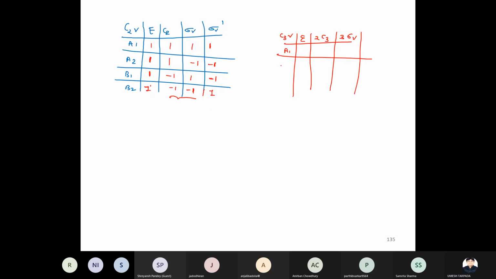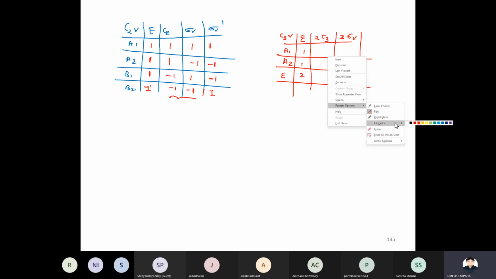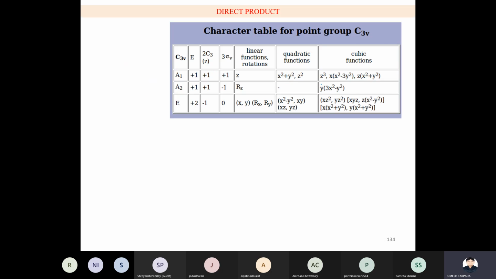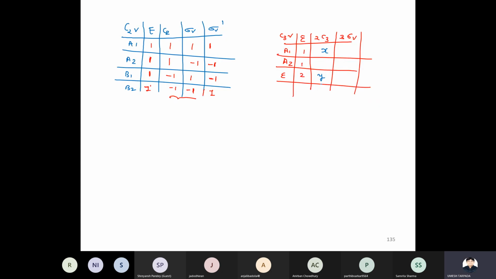A1 A2 and E 1 1 2। सपोज आपको यहाँ पे कोई एंट्री मिसिंग दिया है, सपोज यहाँ पे X है और यहाँ Y है, आपको X एंड Y कैलकुलेट करना है। बाकी जो है मैं लिख देता हूँ 1 -1 0। So see, now you tell me how to getting X and Y. आप X and Y भी कैलकुलेट कर सकते हो। व्हाट इज X and Y?